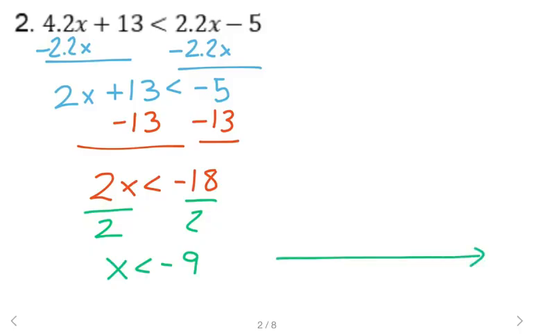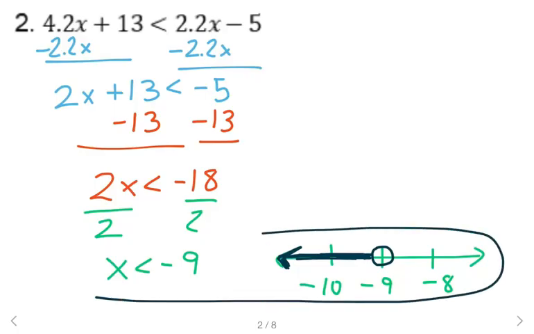Now let's think about the graph of this. Negative 9 would be right there between negative 10 and negative 8. This time we want to emphasize the fact that we are not including negative 9. Negative 9 is not less than negative 9. But we do want to include anything to the left of that negative 9. So like negative 9.1 would be included. Negative 10, negative a million. All of those values to the left of the negative 9 would be in your solution set.